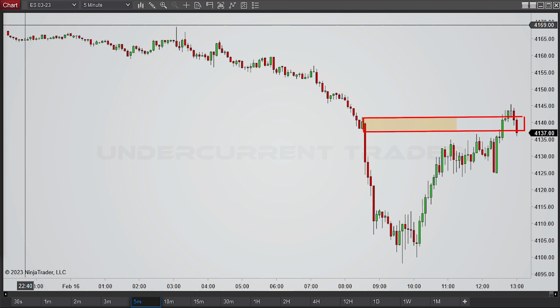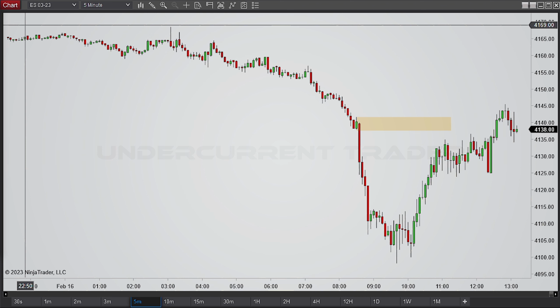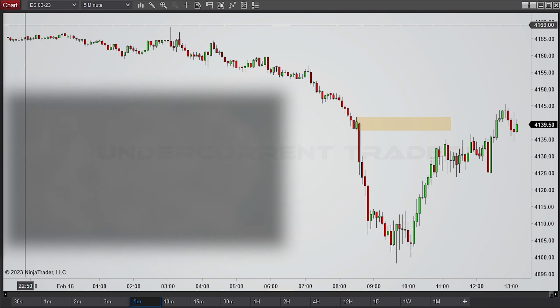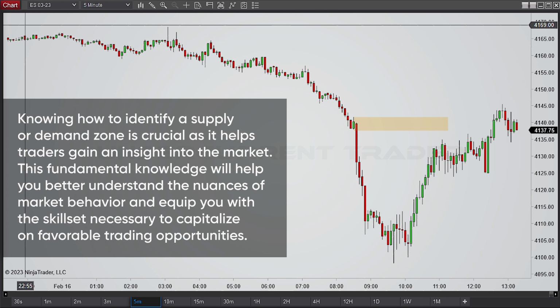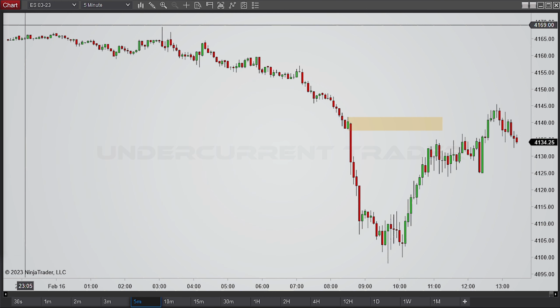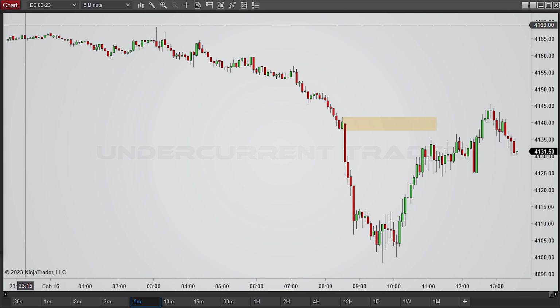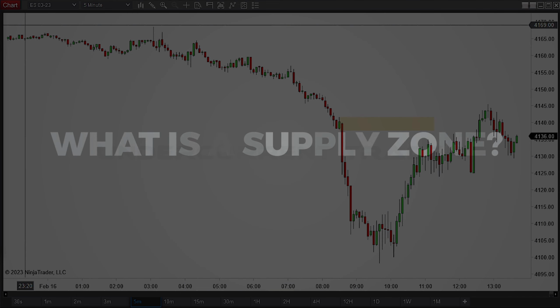But in order to pinpoint this first step, it's essential that you understand how to recognize a supply zone. This step is key in my view in helping you as a trader gain an understanding of market behavior so that when the right moment comes, you can then take advantage of it. I think that developing an eye for spotting supply zones will give you the edge over other traders and help you identify high probability trades. So what is a supply zone?